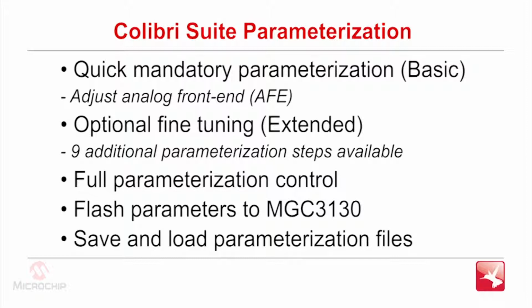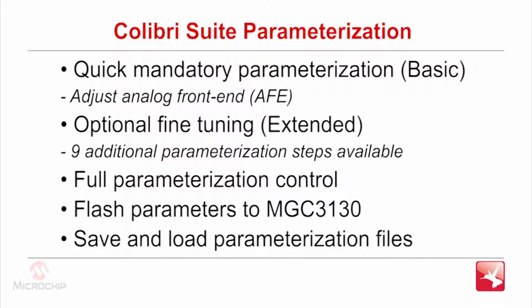The parameterization is done to optimize the MGC 3130 features for a given customer design. We can differentiate between the mandatory basic steps, parameterization of the analog front end, AFE, that must be done for each electrode design, and optional extended parameters, which can be fine-tuned to improve the performance for selected features.